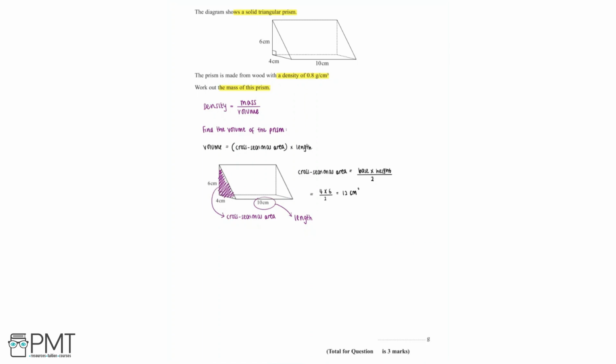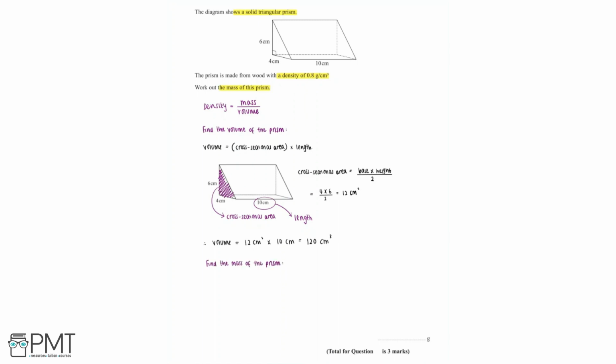We said that the volume of the prism would be equal to the cross-sectional area multiplied by the length, and so the volume would be equal to 12 centimetres squared multiplied by 10 centimetres, which is equal to 120 centimetres cubed. Now we know the volume of the prism, and we already know the density of the prism, and so we can use this in order to work out the mass.